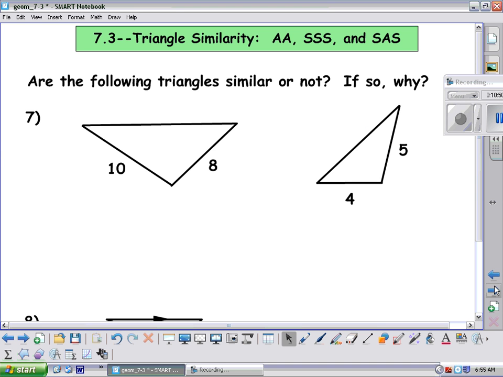Okay, are the following similar? Well, I don't have to do a lot of work here because I've only got two sides. I don't know anything about the angles. The only thing that would have saved me here is if I had a right angle marked here, then I could find the third side and do a lot of different things. But since that's not marked and side isn't one of my choices, this is no. Not similar. In other words, they may be similar, who knows, but I can't prove that they are.